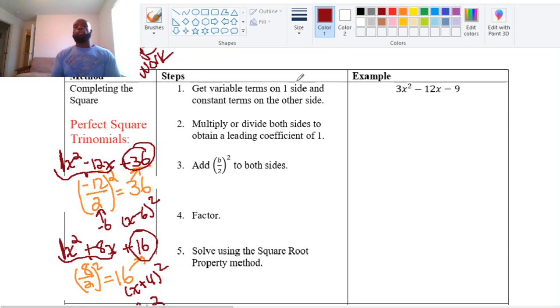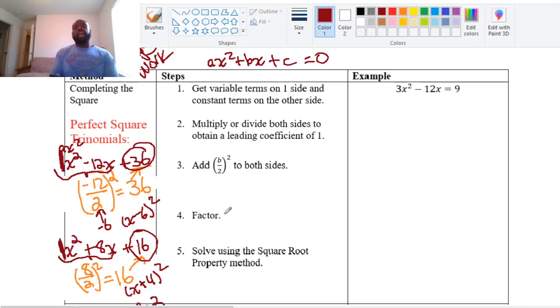We get the variable terms on one side and the constant terms on the other. We multiply or divide both sides to obtain a leading coefficient of 1. Again, remember, we needed a 1 in front of the x squared. That's our leading coefficient. We're going to add b over 2 quantity squared. Remember, we did -12 over 2 quantity squared. Got the 36. That b comes from that standard form in which we write polynomials or quadratic equations, ax squared plus bx plus c equals 0. We take half of b, we square that, add it to both sides.